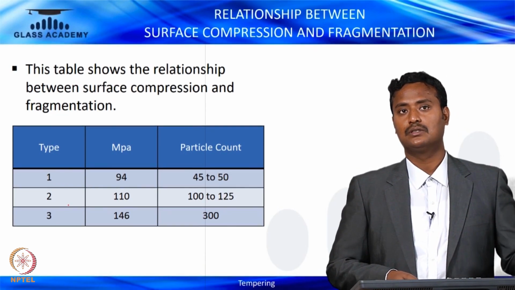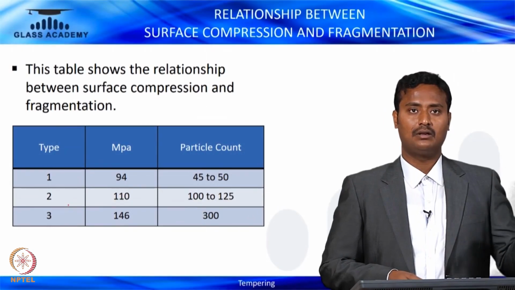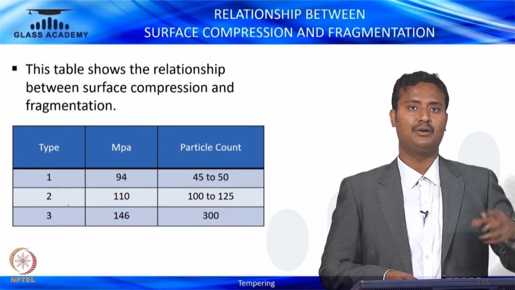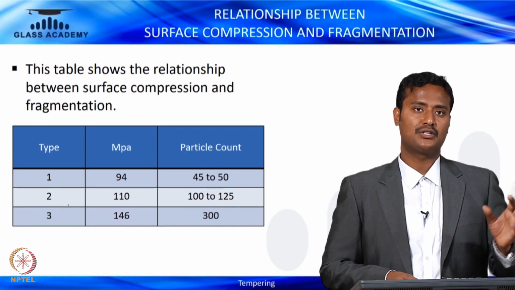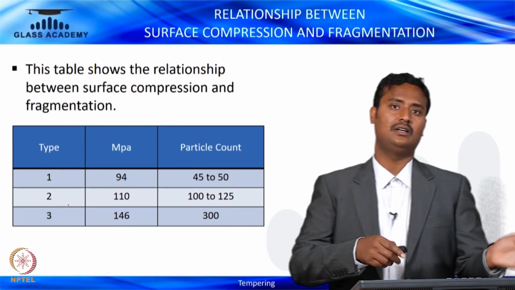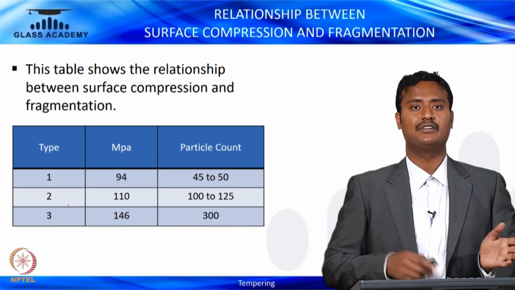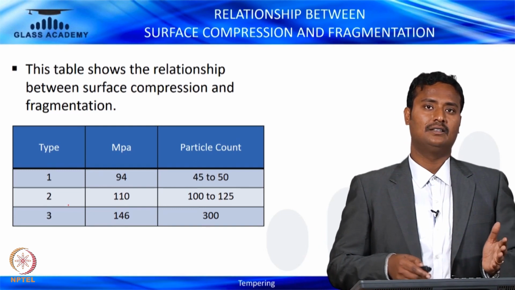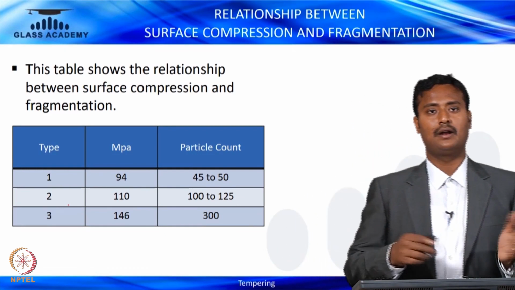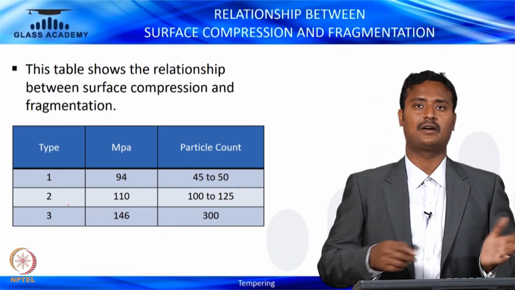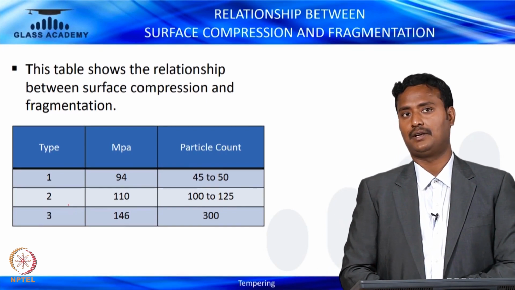This table shows a relationship between surface compression and fragmentation. Like type 1, at 94 megapascal, when you measure it through the strain gauge glazing surface polarimeter, there will obviously be a relation with the particle count, close to 45 to 50. If it is more than 100 to 110, then your particle count will also be more than 100 to 125. So megapascal is correlated with particle count. That's all about the relation between surface compression and fragmentation.